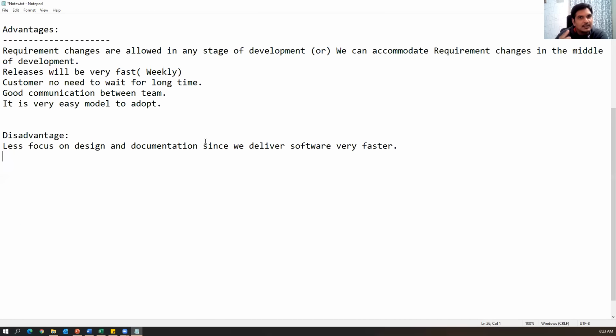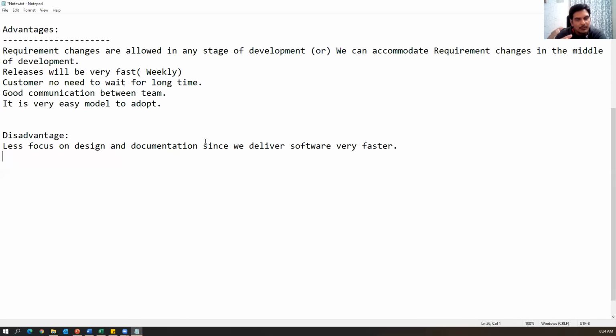The reason is that here the releases are very fast. Within 2 or 3 weeks, we have to release one piece of software to the customer. So in that short span of time, we cannot create much documentation. If I start writing documentation, it takes a lot of time, when you compare it with the other tasks. So in the agile process, we are not focused on documentation.